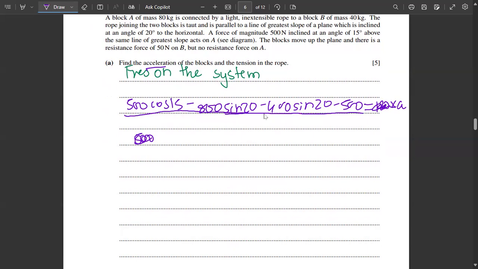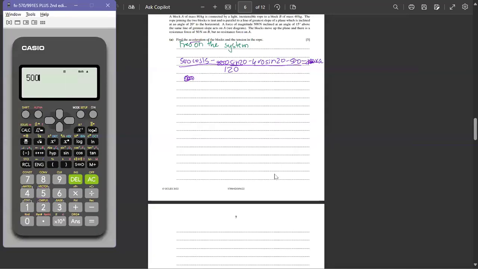So the acceleration will be 500 cos 15 minus this, the entire thing upon 120. So if we put this in the calculator, 500 cos 15 minus 800 sin 20 minus 400 sin 20 minus 15.